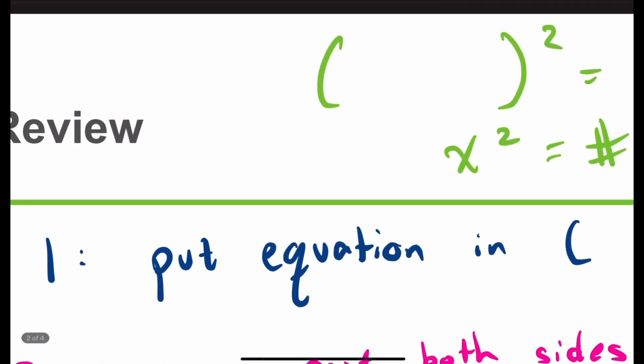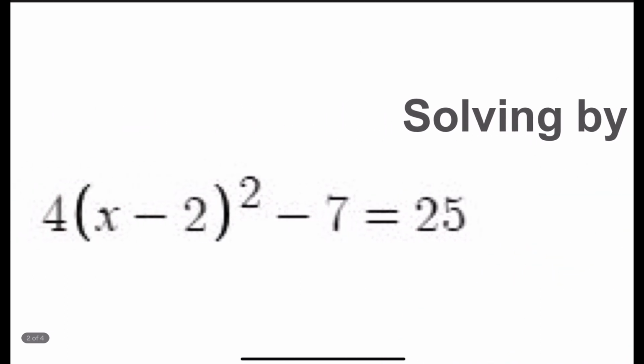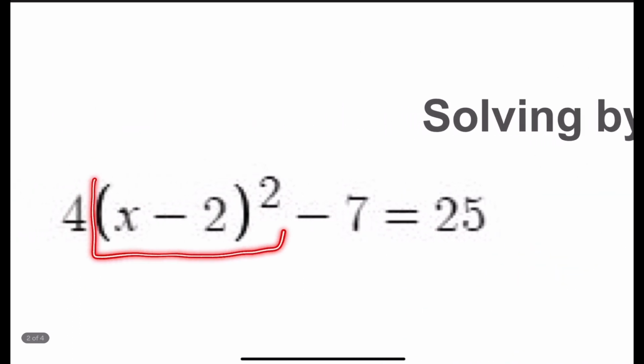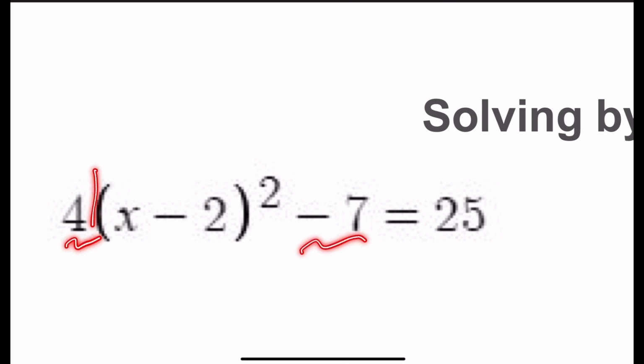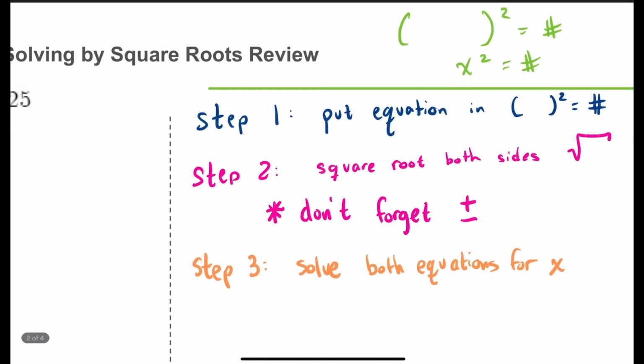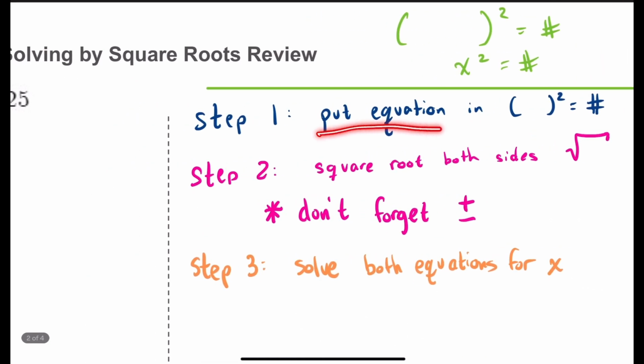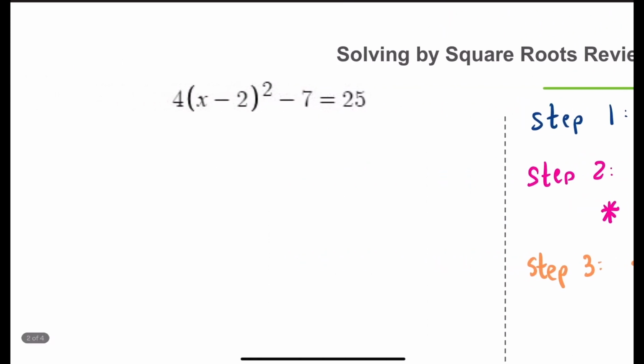So when I look at my example over here, I see I have parentheses squared, but I have some extra stuff. But I still want to use the square root method. Step one is dealing with all that extra stuff. I want to make sure I can get it into parentheses squared by itself equaling a number. So I need to undo -7 and undo 4 times. We can do that using some algebra skills.